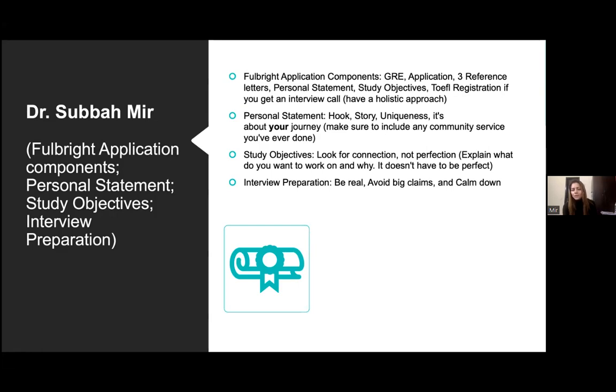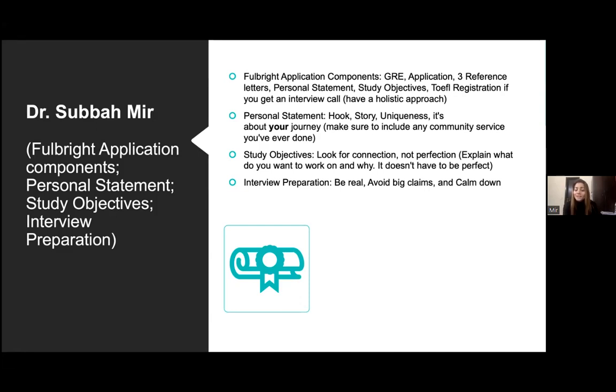So GRE, Dr. Prasad has already mentioned, you need to have it beforehand. Application, another thing I want to highlight is that the application is pretty big. I think when I filled it, it was 23 to 25 pages long. So do not underestimate the time you would need to fill the application. So start preparing for it in advance.